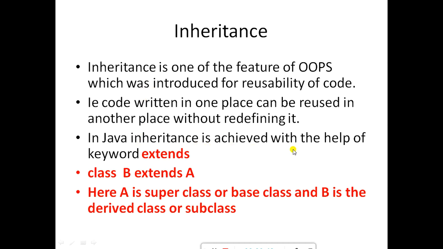In Java, inheritance is achieved with the help of the keyword extends. Now you can see class B extends A. Class A is our base class, and class B is our derived class. This says that B is getting inherited from class A. Class A is also called the superclass, and B is also called the subclass.